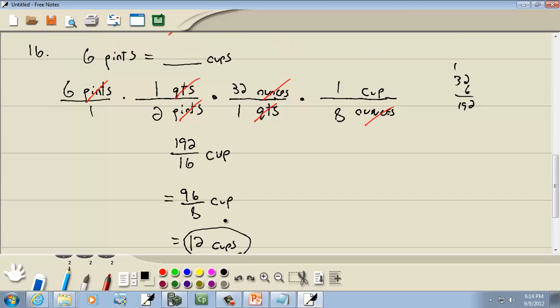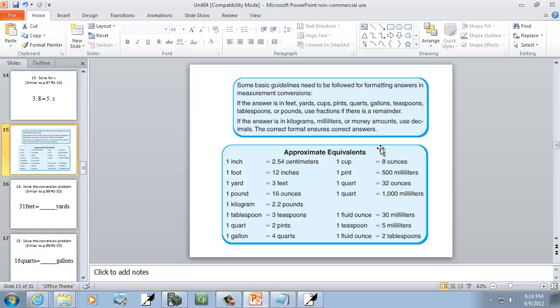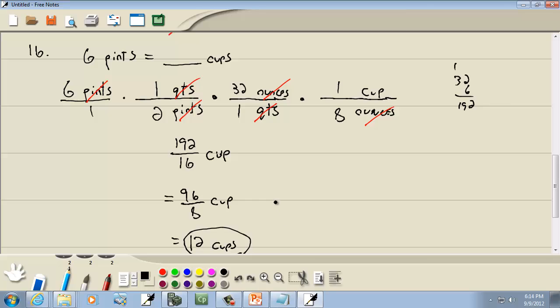Sometimes it's kind of complicated how we get to our final measure. The only thing that made me think that is I looked at it backwards. I was looking for cups. And I saw cups was tied to ounces. And then I saw here ounces was tied to quarts. And then I saw quarts was tied to pints. And that's how I came up with that flow.